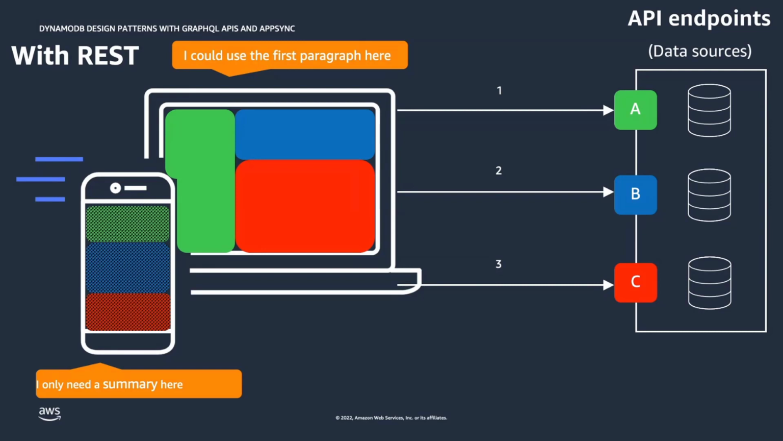So while the mobile application doesn't need to get as much data, it can't really specify that it only wants to get a subset of the data that you would see on the desktop application. So that's kind of the stuff that you typically see with RESTful APIs.